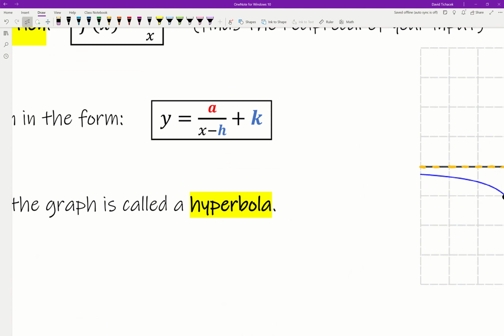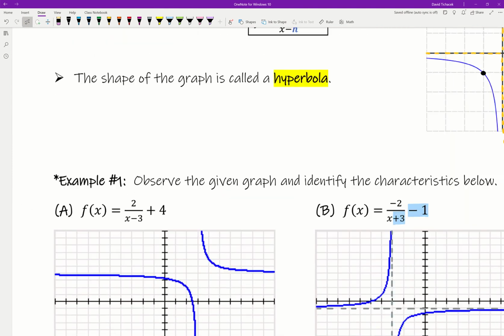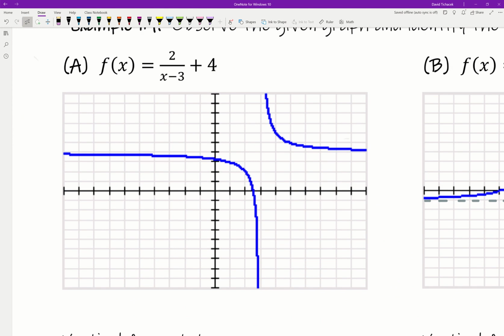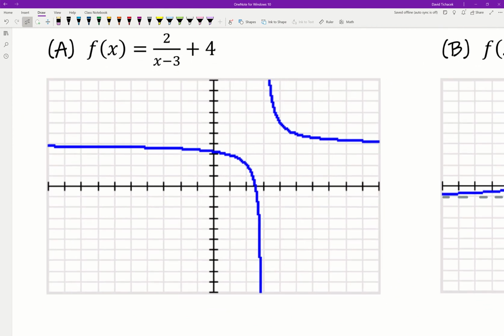So we have these values of a, h, and k, and these are values that we've seen for other different types of functions before, and they always play the same role for the various functions that we look at here. And so what I'd like to do is go ahead and get a couple of examples where we're just observing the characteristics of graphs here. So in this example, it says f of x is equal to 2 over x minus 3, and then plus 4 at the very end, okay?